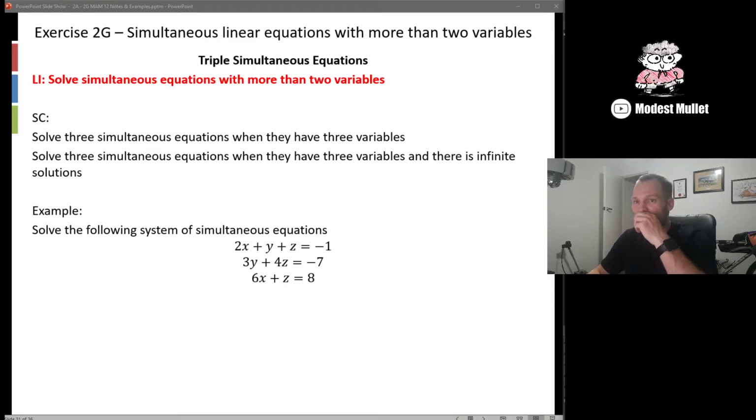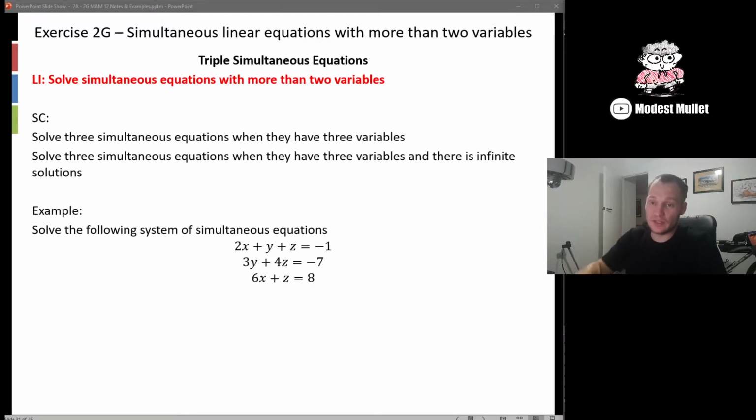So our success criteria is to solve three simultaneous equations when you have three variables, and then to solve three simultaneous equations, or fewer than three, when you have three variables and there's an infinite amount of solutions. And I'll show you what that looks like in a little bit.